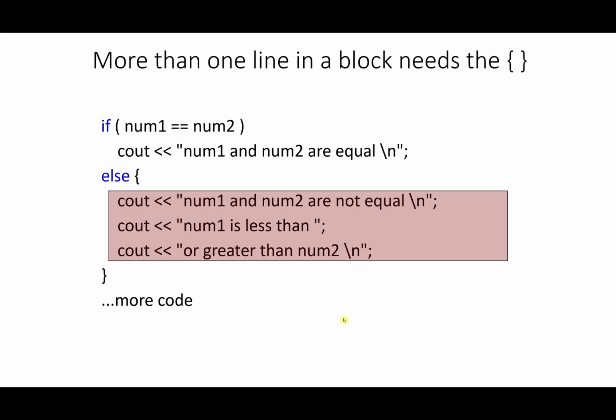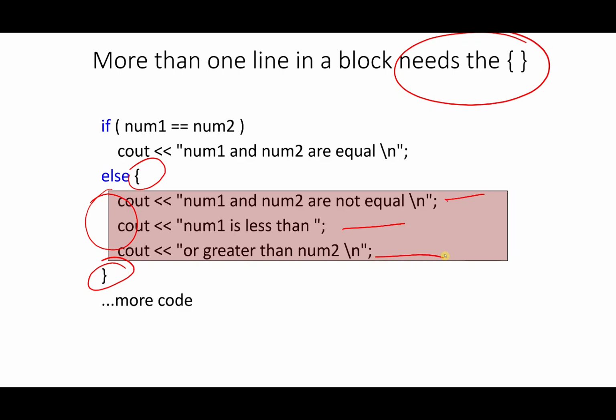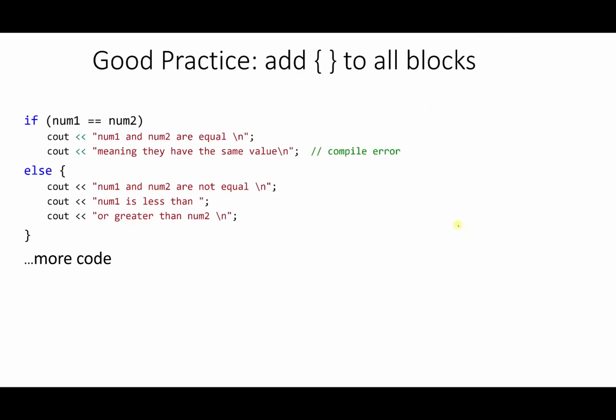So if you have more than one line in a block, you would need the curly braces. Having the curly braces makes sure that all three statements belong to the same block. So if that evaluates to false, then the whole block, the three statements, are going to be executed. So good practice is always adding the curly braces to your blocks.